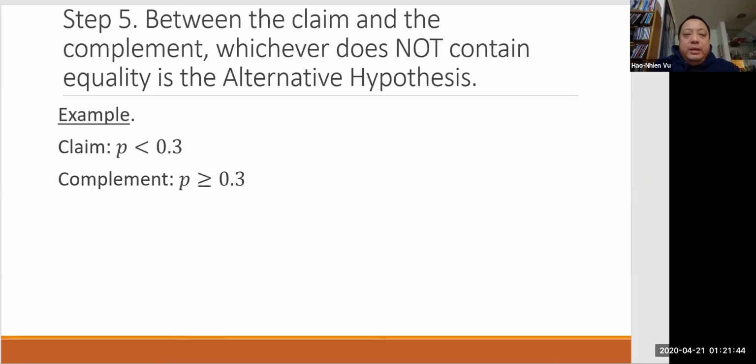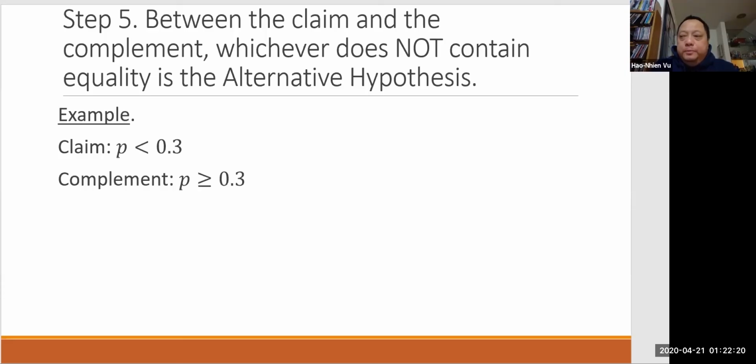All right, moving on to step 5. In step 5, you determine what the alternative hypothesis is by looking at the claim and the complement. Whichever does not include equality is your alternative hypothesis. So you take that and you copy it exactly into your alternative hypothesis.